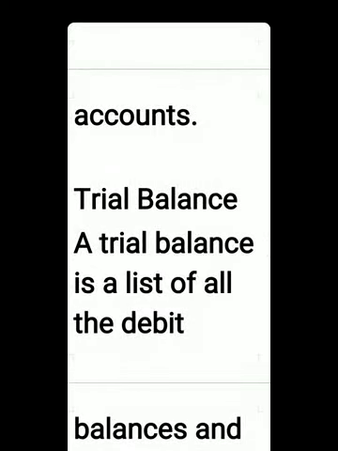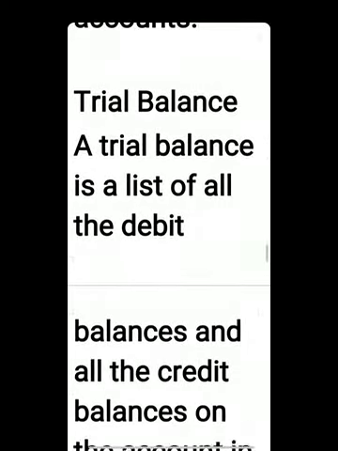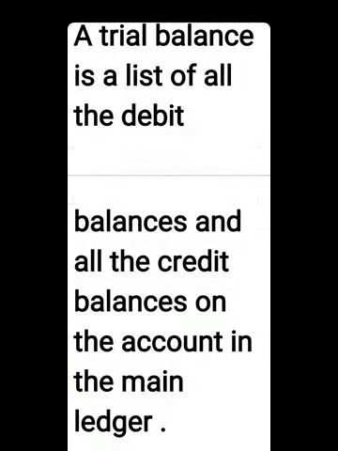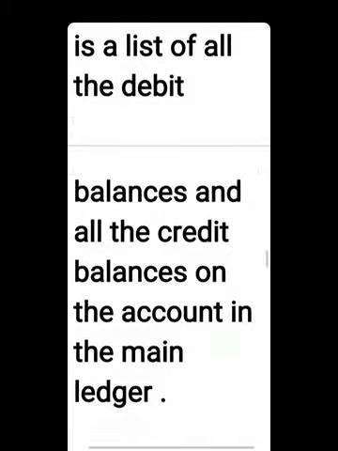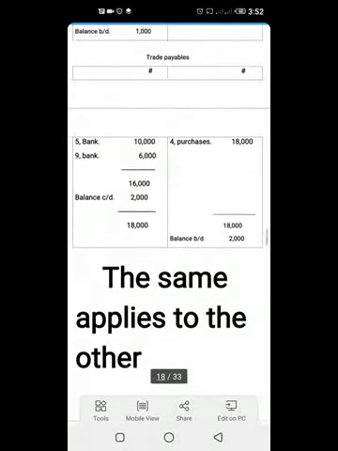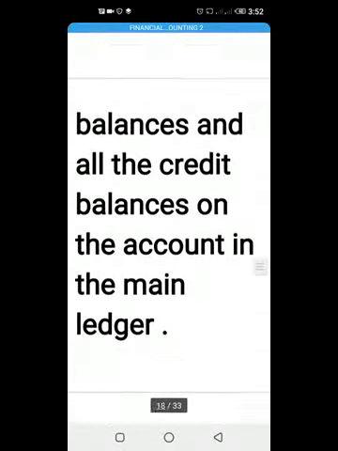A trial balance is a list of all the debit balances and all the credit balances on the accounts in the main ledger. It is a list of all the debit balances, as I told you, that balance brought down, and a list of all the balances brought down in the credit side. So when we are preparing a trial balance, as I told you before, we have to use this balance brought down.